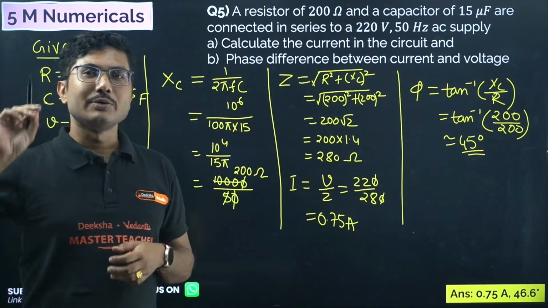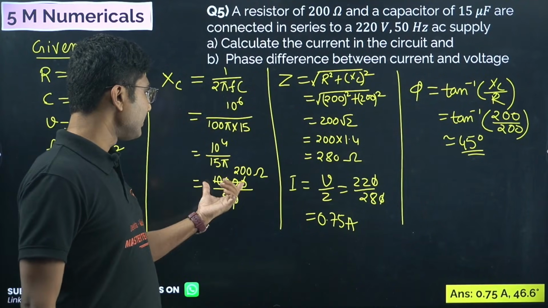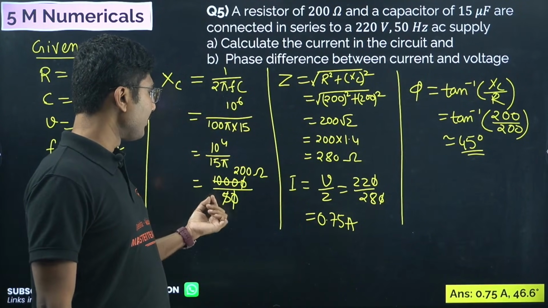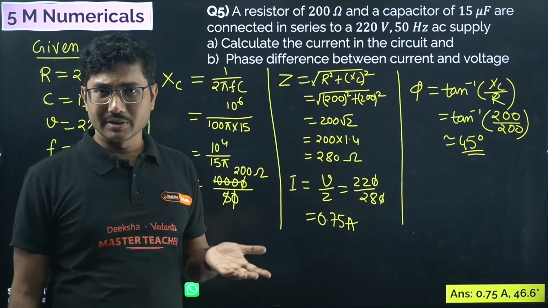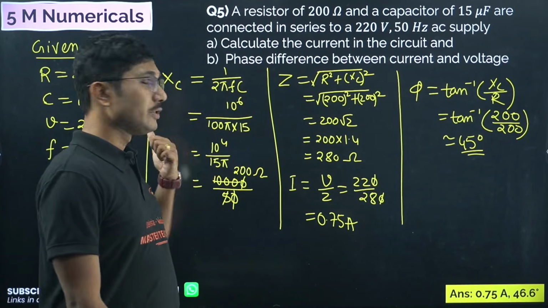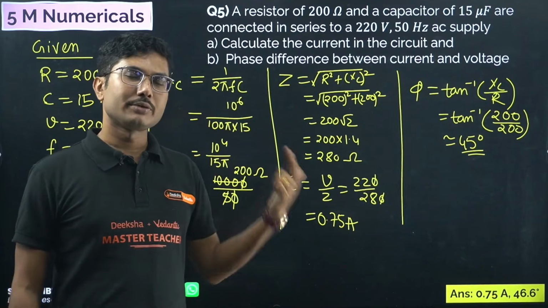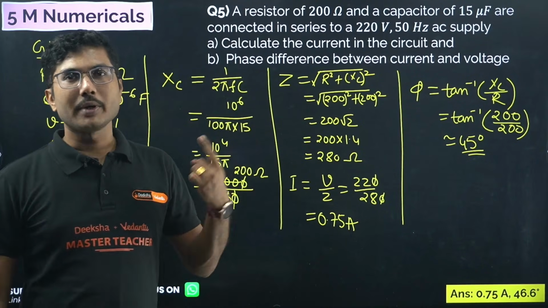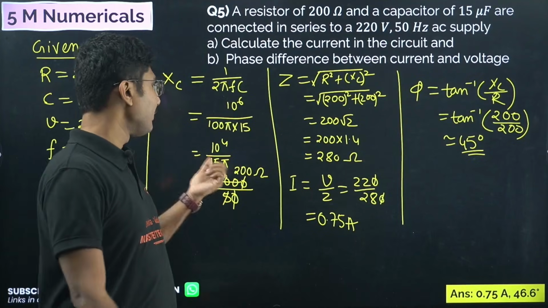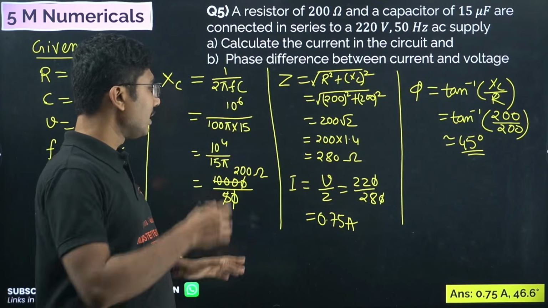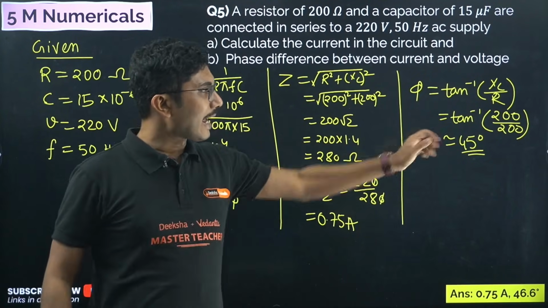If you want, you can immediately calculate this value, 10 to the power of 4 divided by 15 pi. 10 to the power of 4 means 10,000. 10 to the power 3 means 1000, 10 to the power 2 means 100, 10 to the power 1 means 10. So 10 to the power 4 means 10,000 divided by 15 pi, and you can calculate the value, and then you can calculate Z and phi.